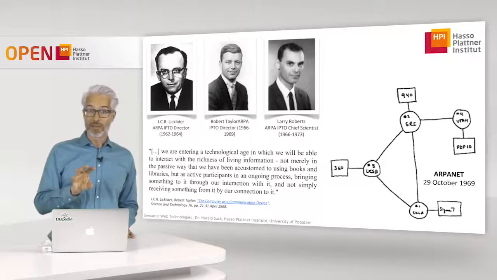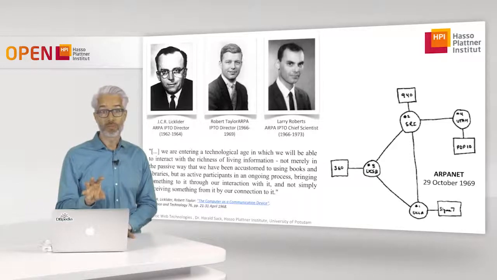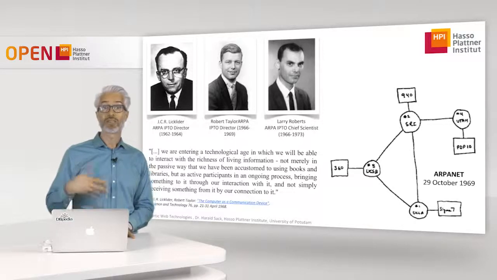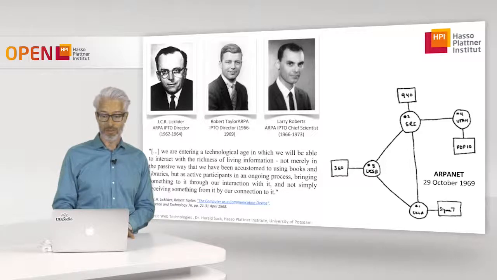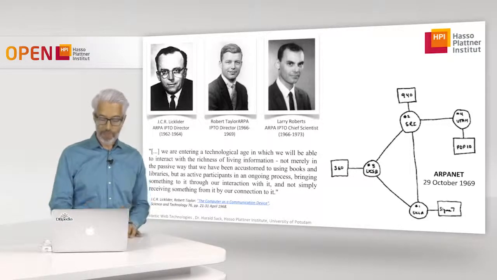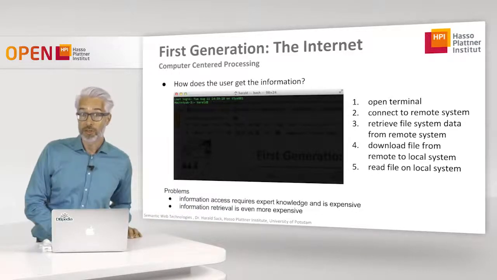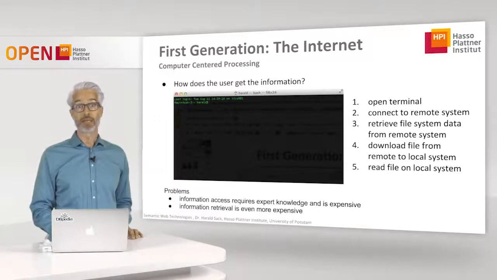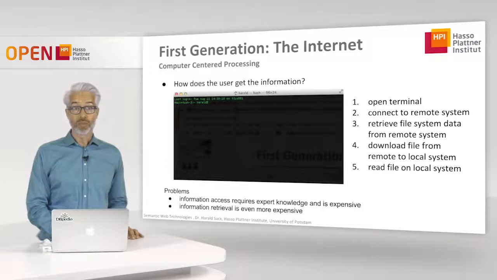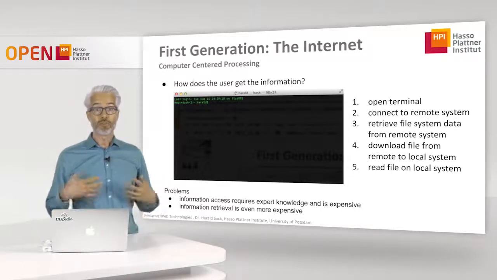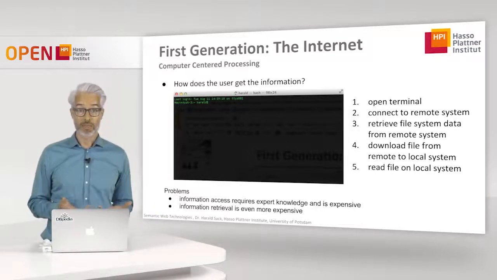So this kind of communication medium, from the beginning, right from the start, was meant to participate for all of its listeners. And this, of course, is a huge difference. So back in those days, in the 1960s, and this first generation of the internet lasted until the late 1980s, was the so-called era of computer-centered processing. So what does it mean?